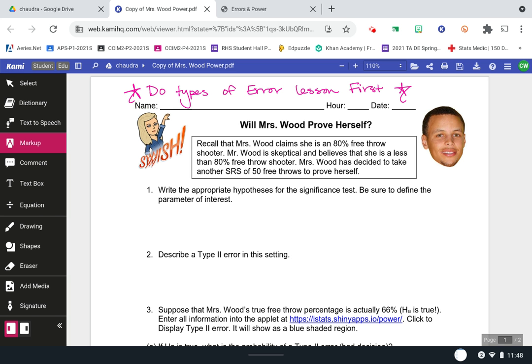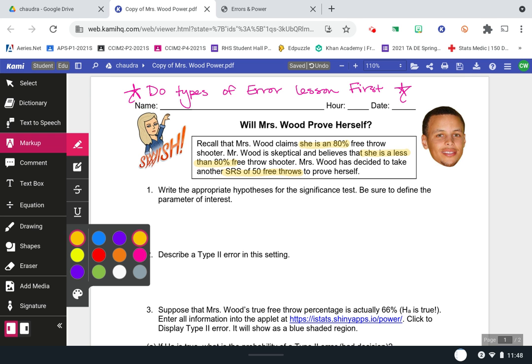So, situation. Remember back when we were looking at free throw shooting? Well, we're trying to decide if this time Mrs. Wood will prove herself. So recall that Mrs. Wood claims she is an 80% free throw shooter. Mr. Wood is skeptical and believes that she is a less than 80% free throw shooter. Mrs. Wood has decided to take another simple random sample of 50 free throws to prove herself. So here's our null, here's our alternative, and we are going to use a simple random sample of 50.